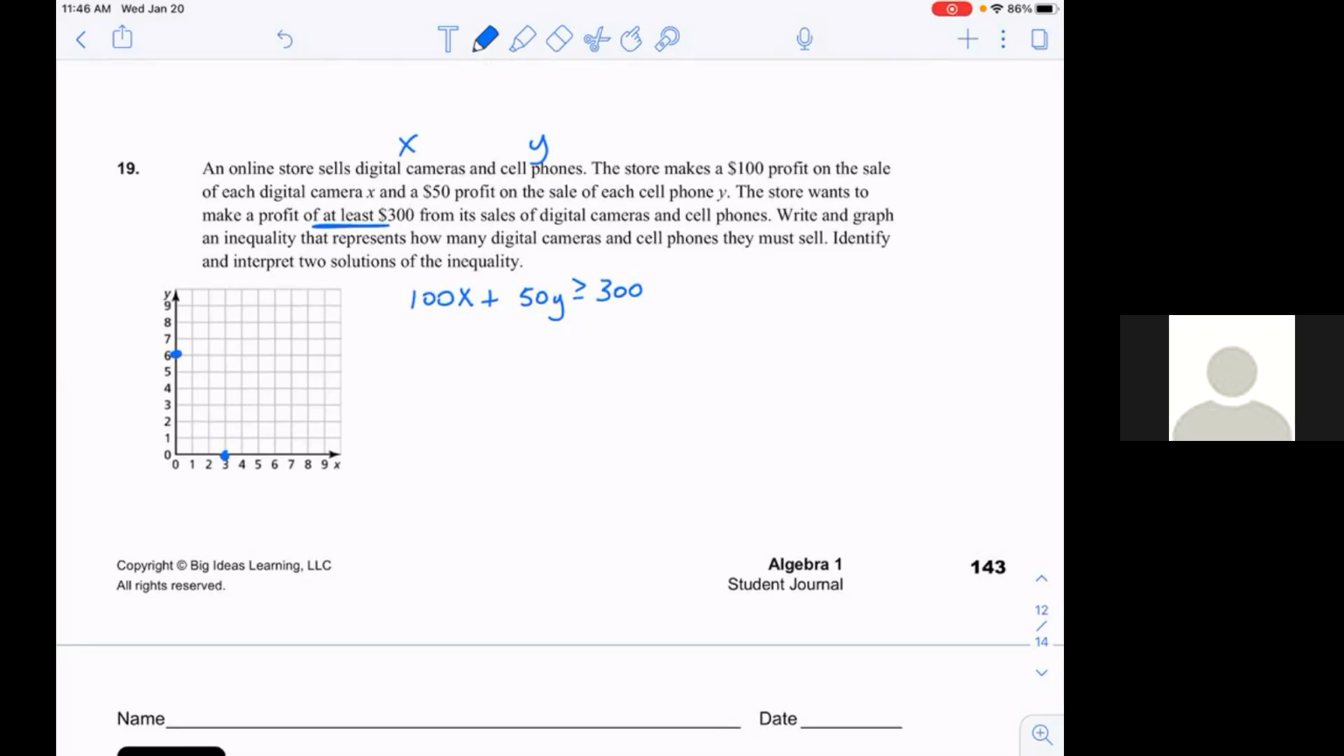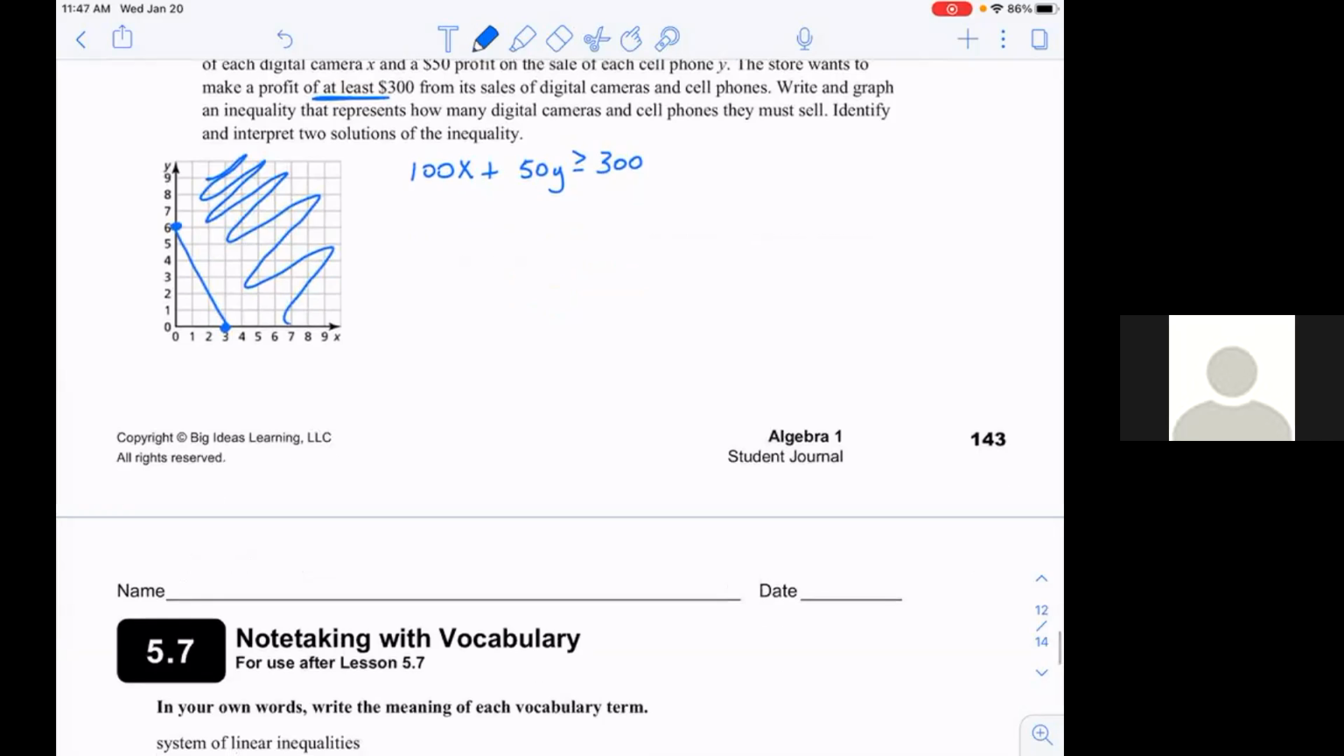Is it going to be solid or is it going to be dashed? Solid. And lastly, where are we going to shade this? We're going to shade above it or below it? So again, we'll test 0, 0. 0 plus 0, is that greater than 300? No, I'm not going to make anything if I sold no cameras and no cell phones. I'm not going to make any profit. So therefore, I don't want that. So I am going to shade above that. All right, there's 5, 7.